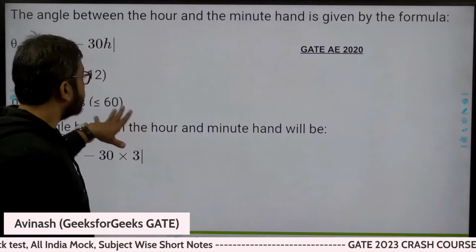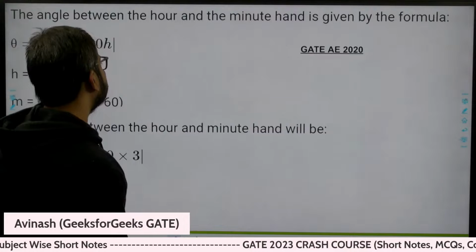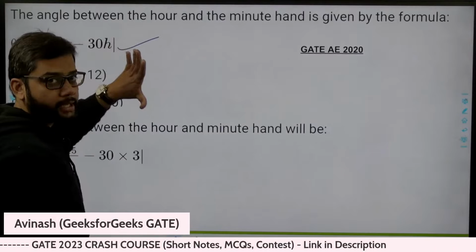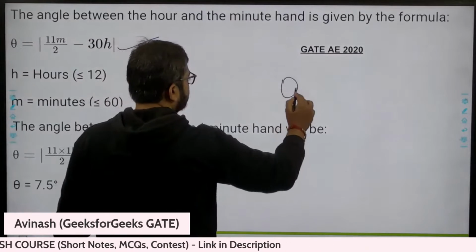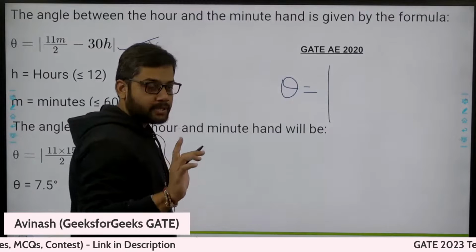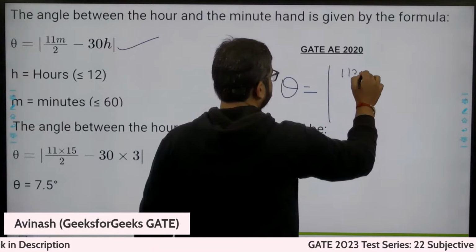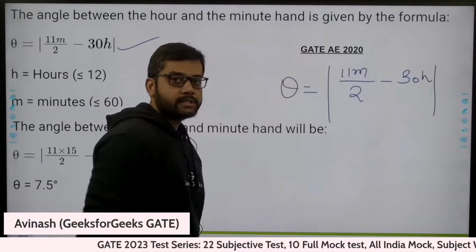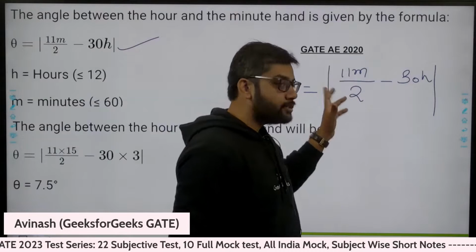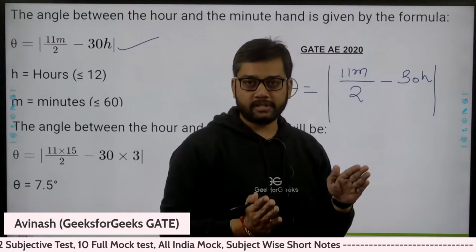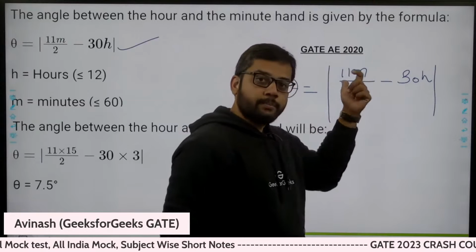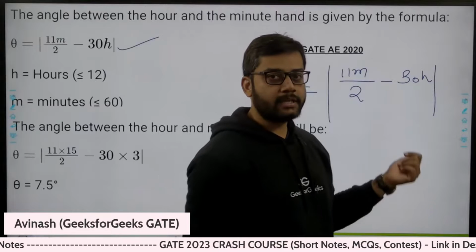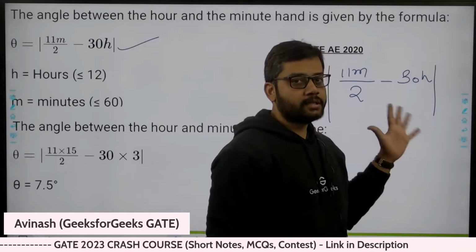Can you see this formula, guys? The angle between the hour and the minute hand is given by the formula theta is equal to 11m divided by 2 minus 30h. I'm writing it here again. So the angle between the hour hand as well as the minute hand is equal to 11m divided by 2 minus 30h. This is the actual formula, where theta is the angle between the minute hand and the hour hand, M is minutes, and H is the hour.